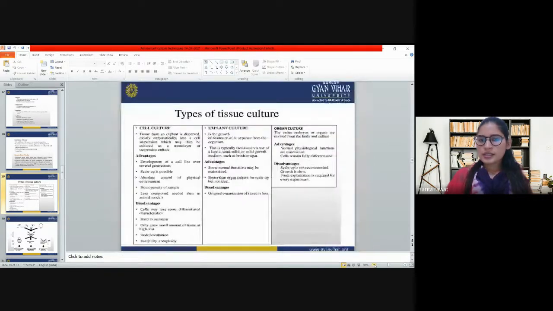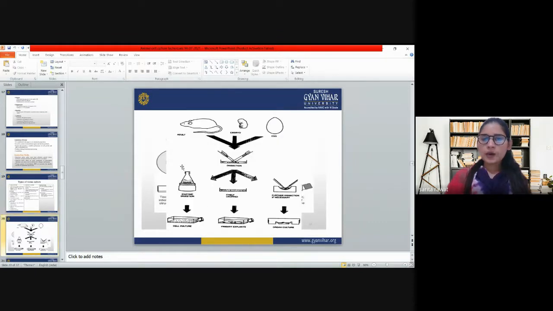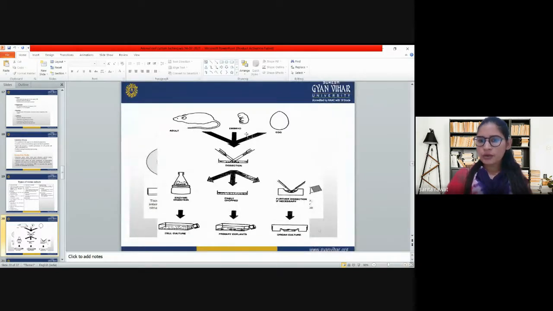So these are the differences between the three cultures: cell culture, explant culture, and organ culture. Every culture has its advantages and disadvantages. Now, as you can see, this is the culture process. We have taken an embryo, an adult or an egg. So these are the three kinds of culture, and then we dissect them. Then it is finely chopped and we follow enzyme digestion, then further digestion if necessary, and then the cell culture is present. Then primary explant and organ culture are required. So as you can see, the difference in the results.